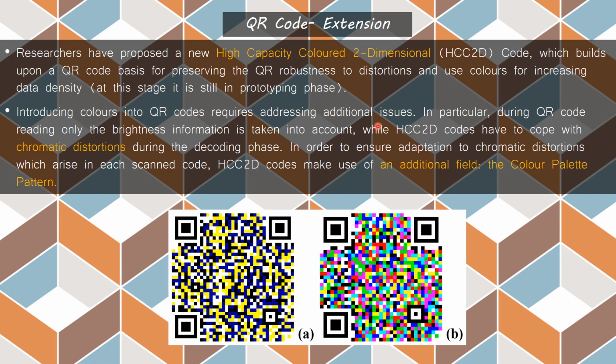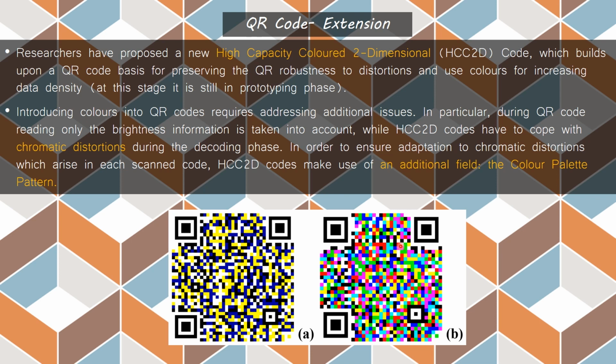If you go for these colored QR codes, we have to cope with chromatic distortions. As time passes, the color may fade, and the scanner might interpret it as some other color. For example, if you see here, the red color might fade out due to sunlight, and then it might turn into pink. So the scanner might get confused.